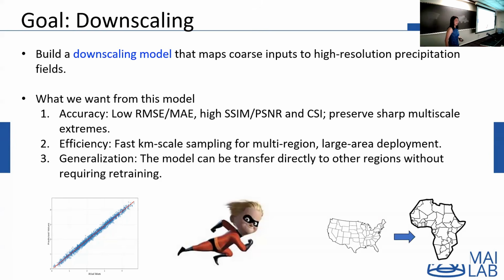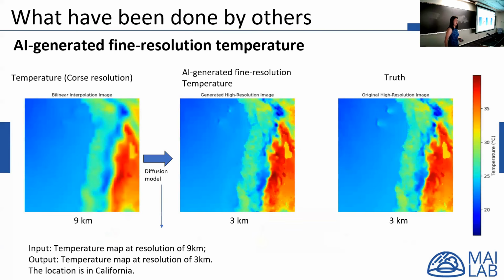So I have these three things on my wish list, and we can go over them one by one. And this is actually the first try. We use a diffusion model, an AI model, to do the downscaling for temperature. This one is the model data from 9 kilometers to 3 kilometers in California, and this one is ground truth. And this one is our AI generated fine resolution temperature. This is the first result we got from our students.